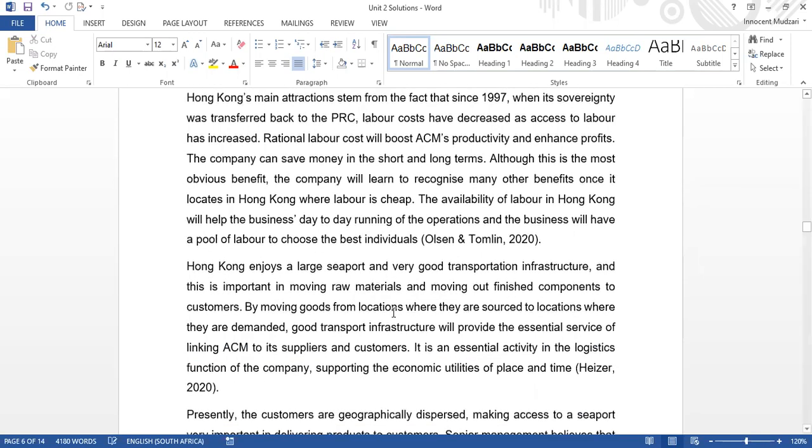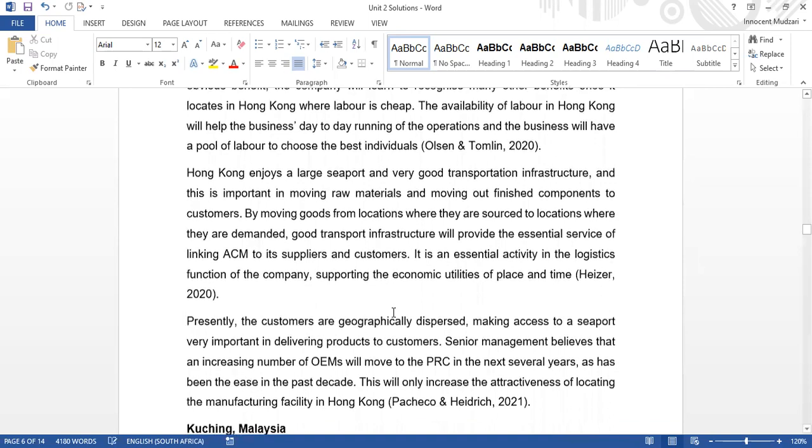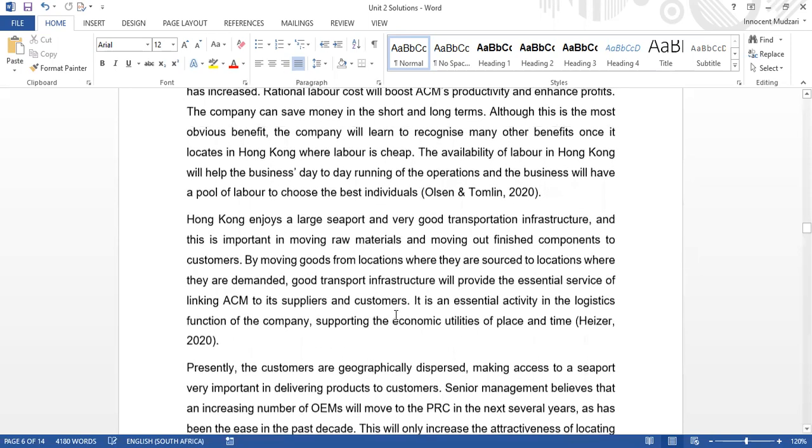Another thing that you can write about Hong Kong, it enjoys a large seaport and very good transportation infrastructure. And this is important in moving raw materials and moving out finished components to customers. By moving goods from locations where they are sourced to locations where they are demanded, good transport infrastructure will provide the essential service of linking ACM to its suppliers and customers.